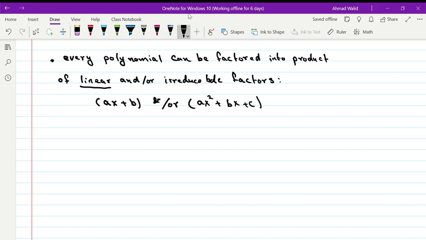Let me show you an example. For example, if I have a polynomial in the form of x squared plus 7x plus 10, I can factor it into two linear factors, one of them is x plus 5 and one of them is x plus 2. We already know. You see, that's the meaning of this rule. But we are talking about polynomials. Correct? Number 2.